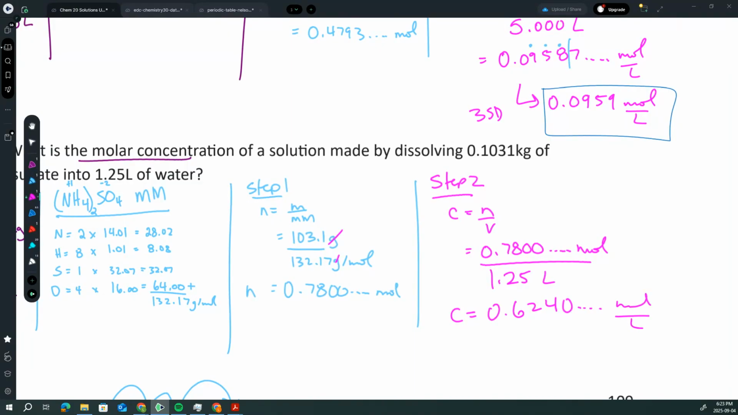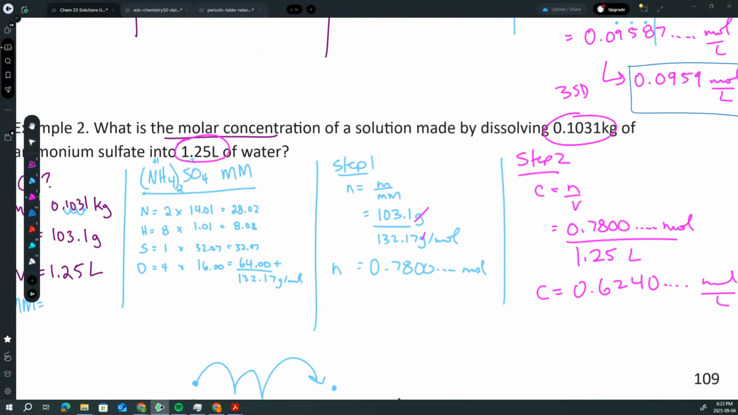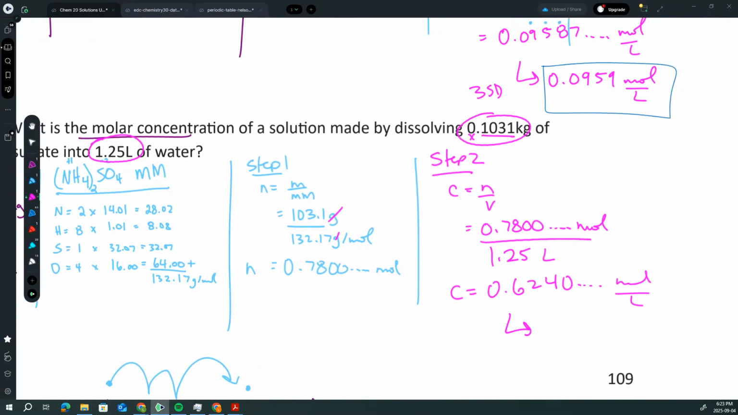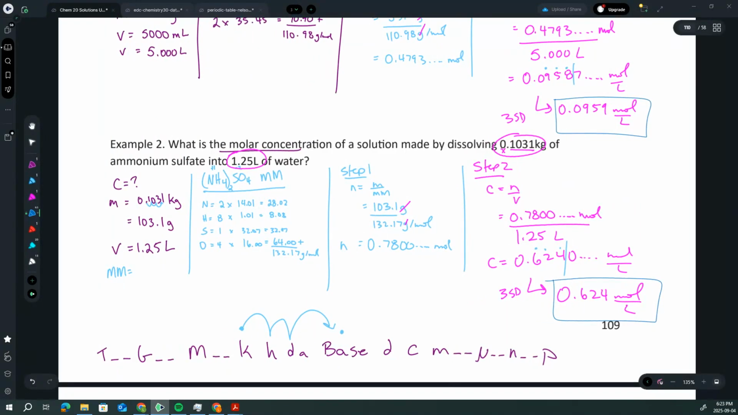Mole per liter. And looks like this number is in 3 sig digs, this number is in 4 sig digs. Remember, leading zeros do not count, but the rest of these do. So this is going to be in 3 sig digs. So 1, 2, 3. 0.624 moles per liter. Final answer. So that's 0.624 moles per liter is the molar concentration of our solution of ammonium sulfate.